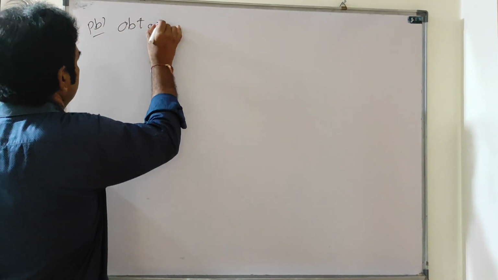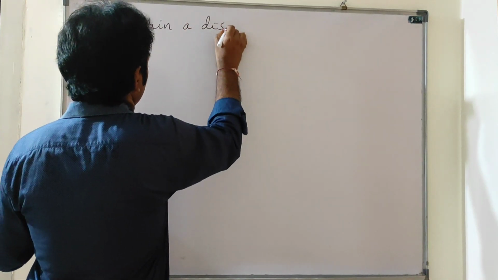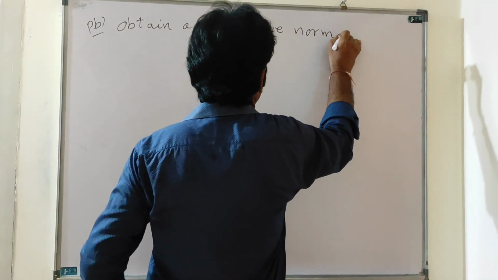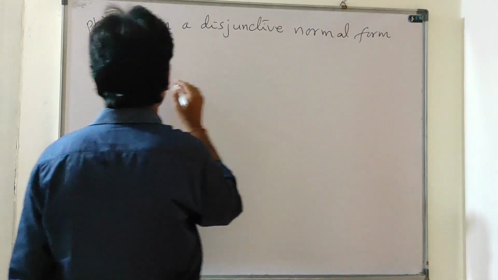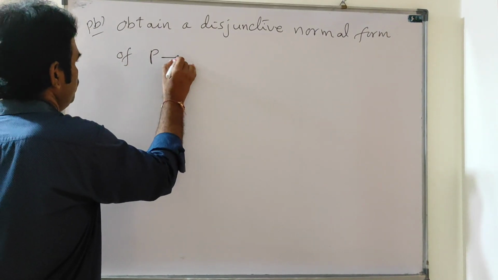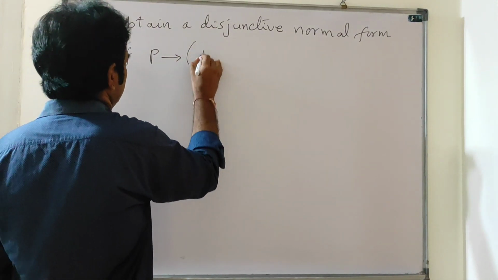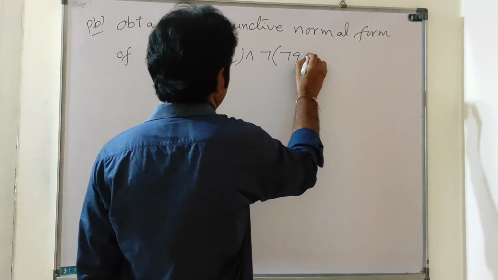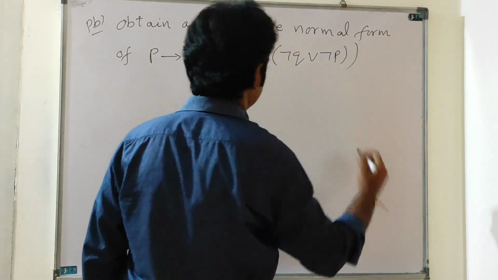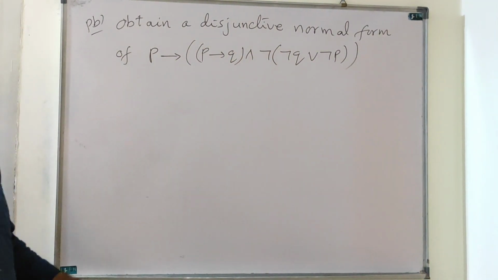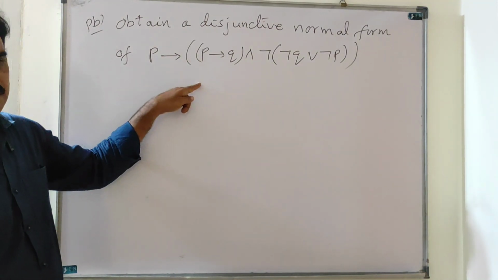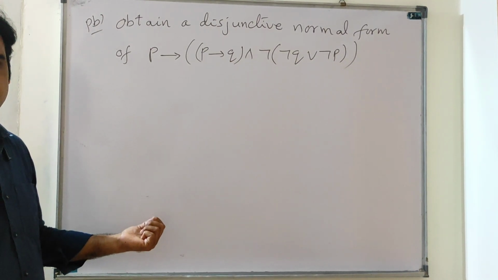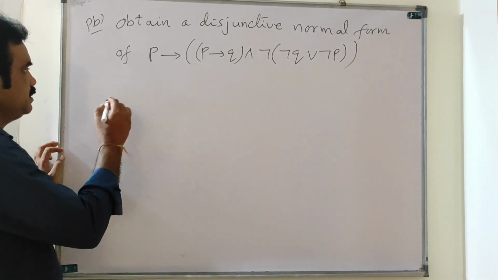Next problem. Obtain a disjunctive normal form of P implies Q and negation Q or negation P. You have to obtain a disjunctive normal form of this. What is meant by disjunctive normal form? That is a sum of elementary products, or simply a disjunction of conjunctions. Okay. See the solution.